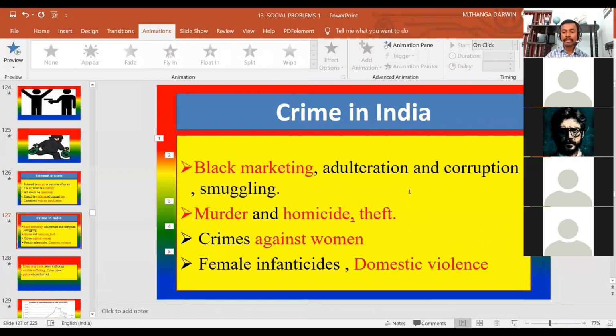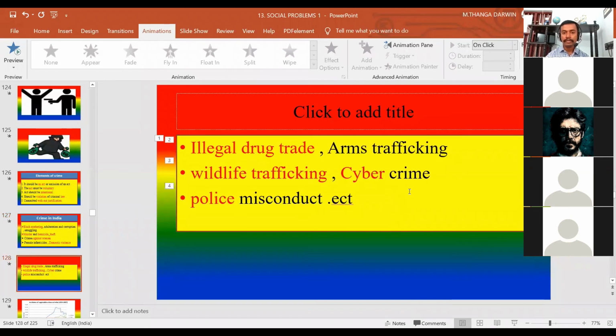Crime in India: black market, then homicide, theft, crime against women, domestic violence, illegal drug trading, wildlife trafficking, cyber crime, nowadays misuse of computers and mobile phones, then police misconduct. We know of various incidents in previous days where police misuse the law.